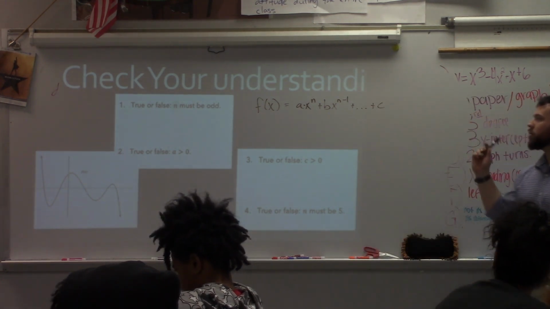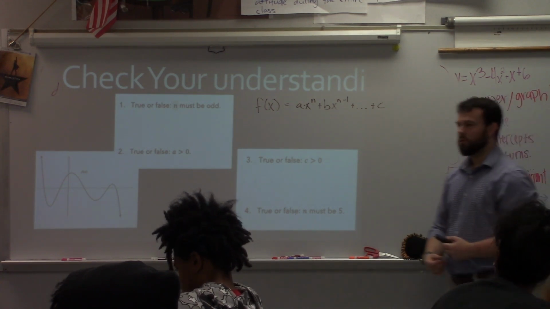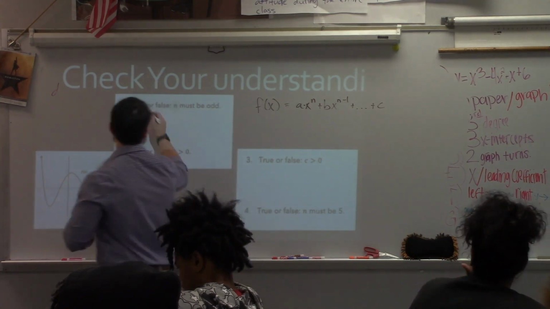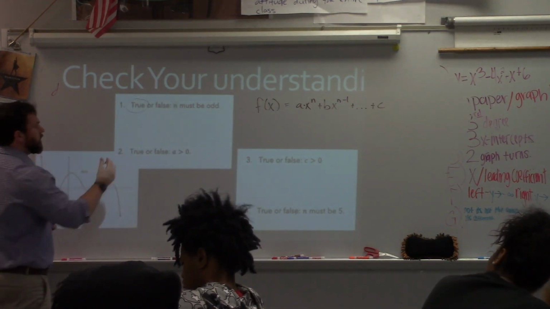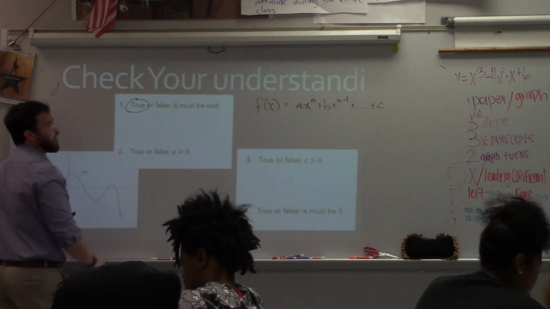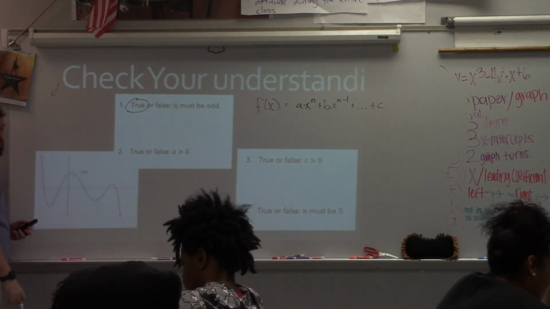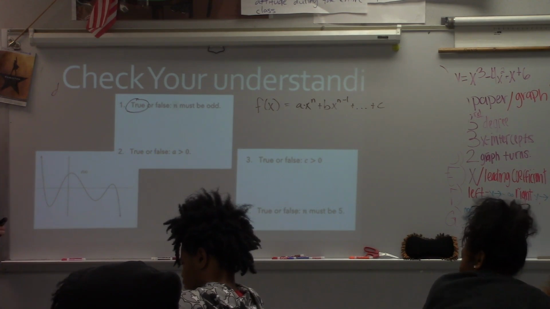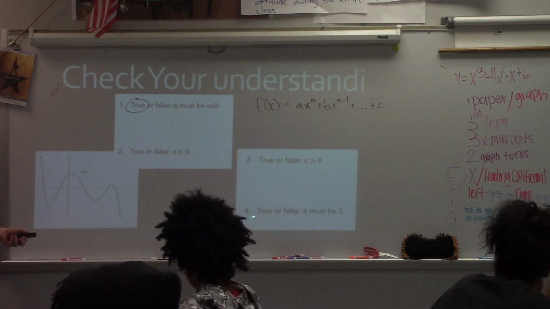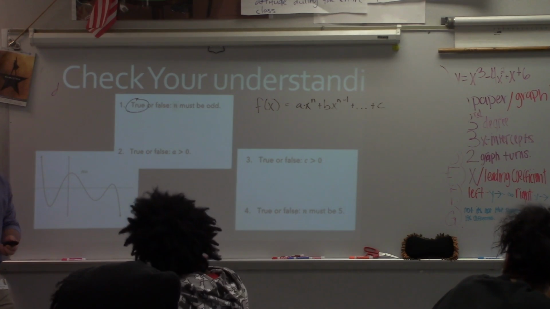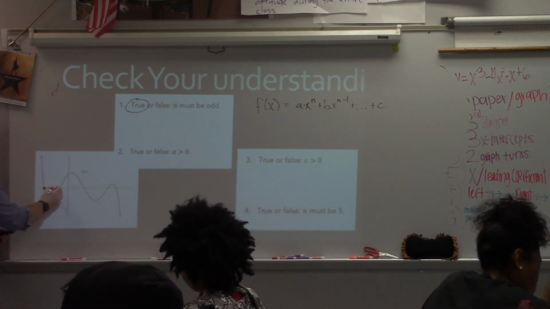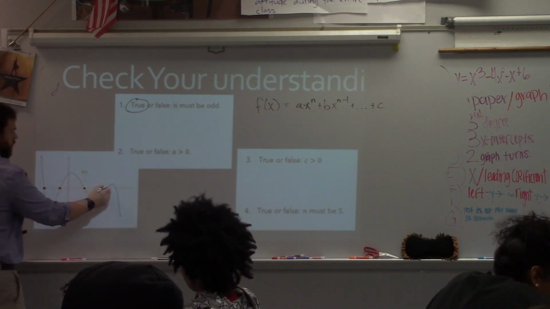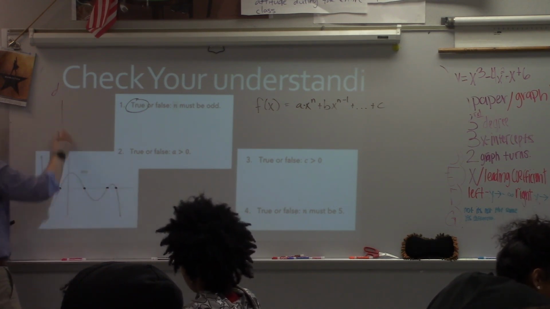So, number 1, true or false, n must be odd. True? Okay? Does anybody want to push back on that claim? Everybody's good with that claim? So what's the evidence that you developed to know that n must be odd? Okay, but why did Jacoby say it's 5? That actually goes into number 4. What about the intercept? X-intercept is 5 points away. 1, 2, 3, 4, 5. Okay, so let me ask you this.